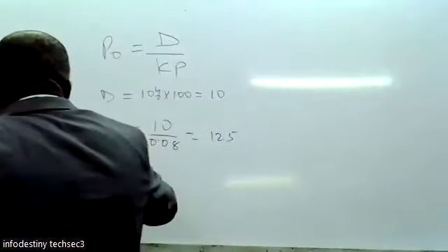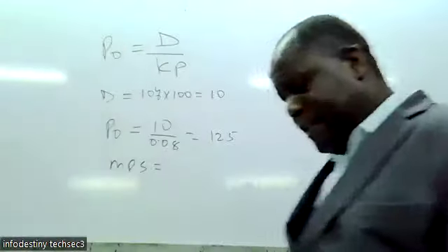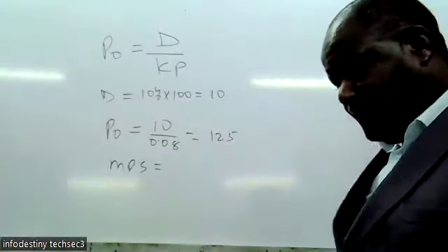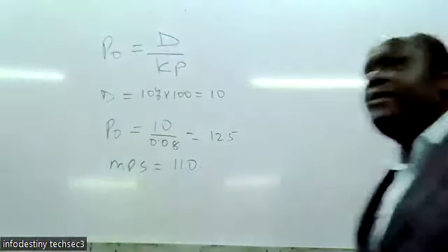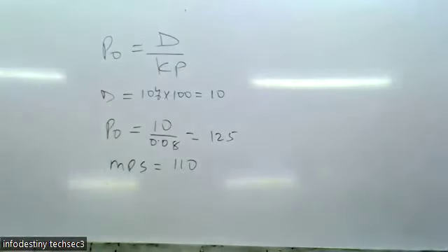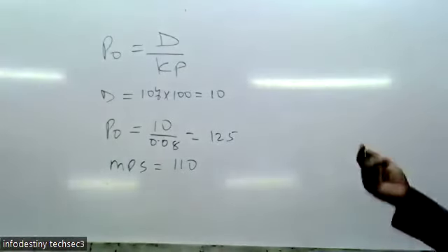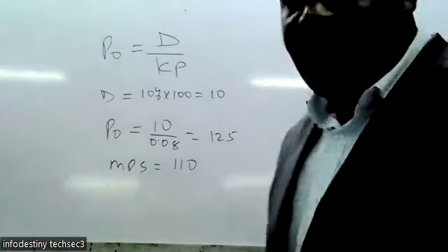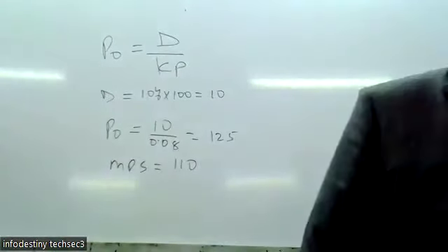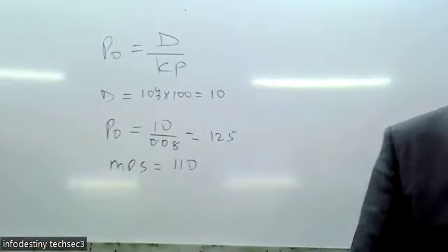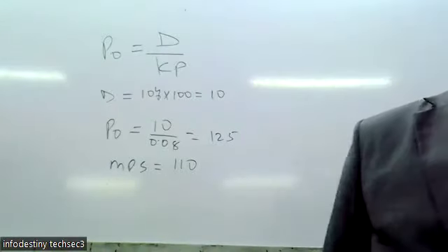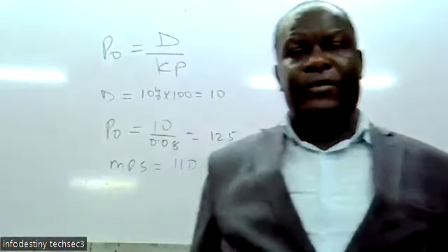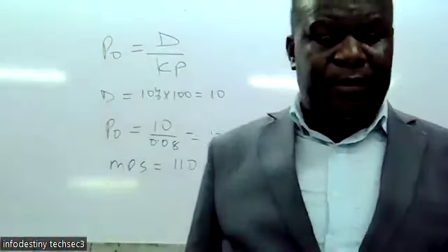But the current market price of the preference share is 110. So you see that the share is undervalued by the market. The market has given it 110, but the true value is 125. So we conclude that the share is undervalued by the market forces.